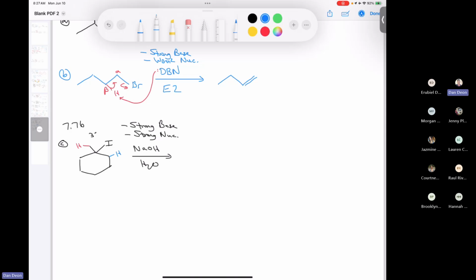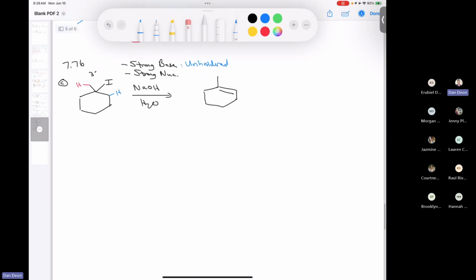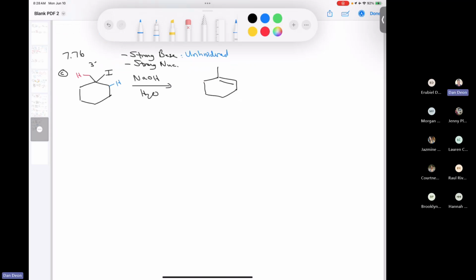Thanks, Rubio. Exactly. Thanks, Lauren. Exactly. It's going to be the blue. Why? Because it's an unhindered base. So it's going to pull off the one in blue. And we're going to end up with this compound. This would be called 1-methylcyclohexene. All righty. There we go. Not too bad. Let's keep going. So remember, we're just looking for the major products here.